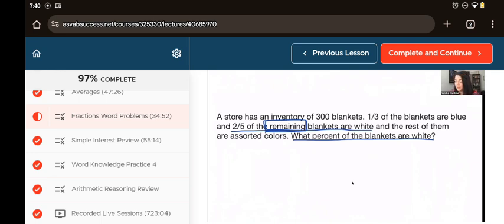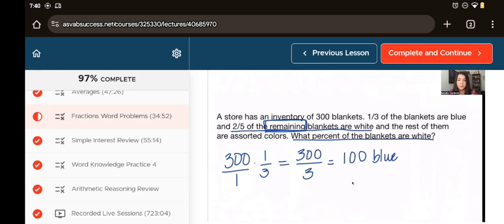So how do we find 1/3 of 300? Simple, we just multiply. 300 times 1/3. We can put 300 over 1, and we multiply straight across. 300 times 1 is 300. 1 times 3 is 3. 300 divided by 3 is 100. So this is the number of blue blankets. We want to know what's left over. Well, 300 minus 100, there's 200 blankets left over, or remaining. Okay?